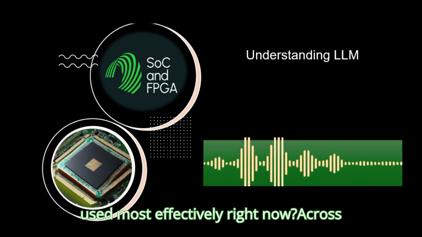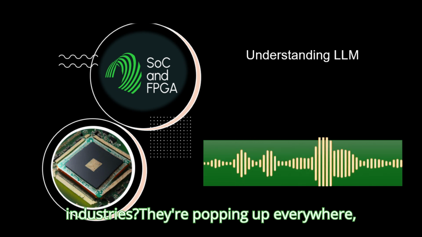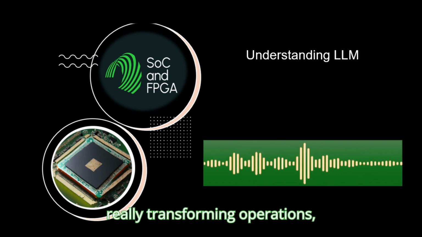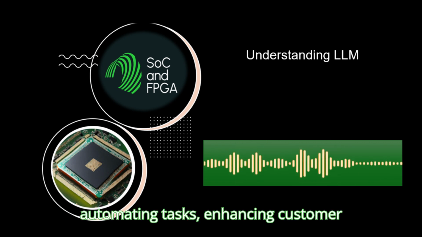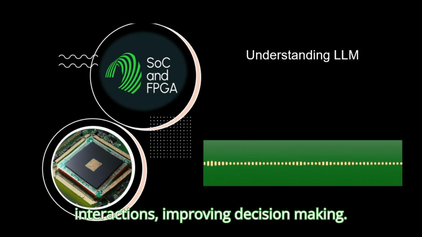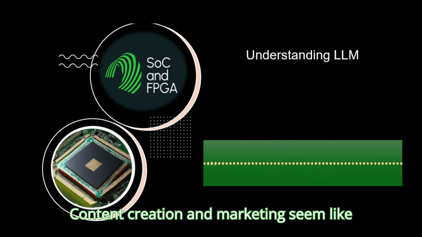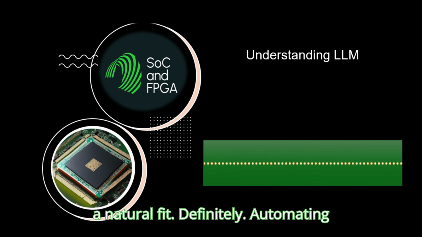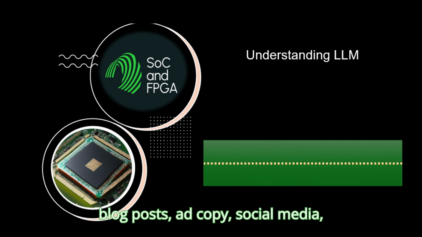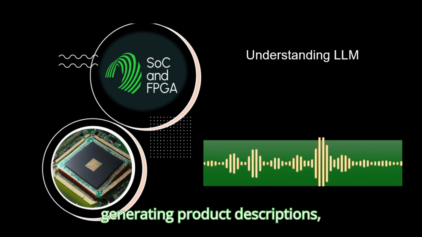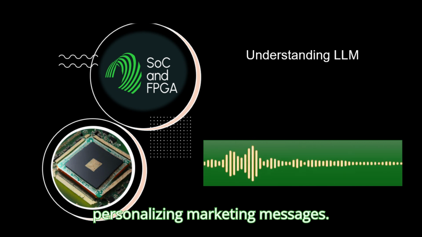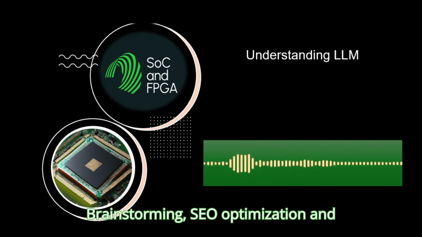Where are we seeing them used most effectively right now across industries? They're popping up everywhere, really transforming operations, automating tasks, enhancing customer interactions, improving decision-making. Content creation and marketing seem like a natural fit. Definitely. Automating blog posts, ad copy, social media, generating product descriptions, personalizing marketing messages, brainstorming, SEO optimization.